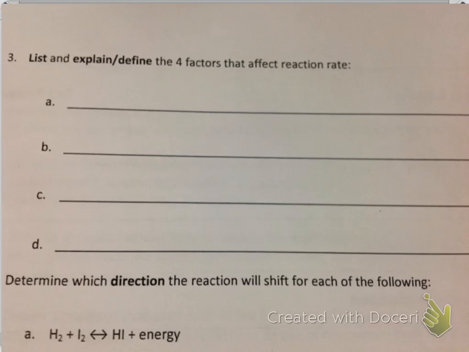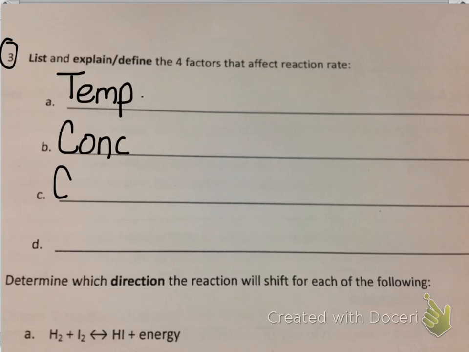Welcome back. Hopefully you got all your questions answered again. So let's take a look at now number 3. List and explain or define the 4 factors that affect reaction rate. We listed these already in the bell work. We have temperature, concentration, the addition of a catalyst, and the addition of an inhibitor.